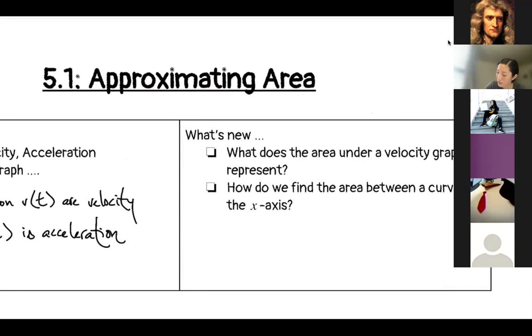So what's new today? We're going to be looking at the area underneath a velocity graph, okay? And this is going to lead us to a very big question that we're going to spend basically all of this chapter and part of chapter 6 talking about, which is how do we find the area between a curve and the x-axis? Okay, so we're putting on pause the idea of slope, and we're really focusing on area for the next chapter, okay?